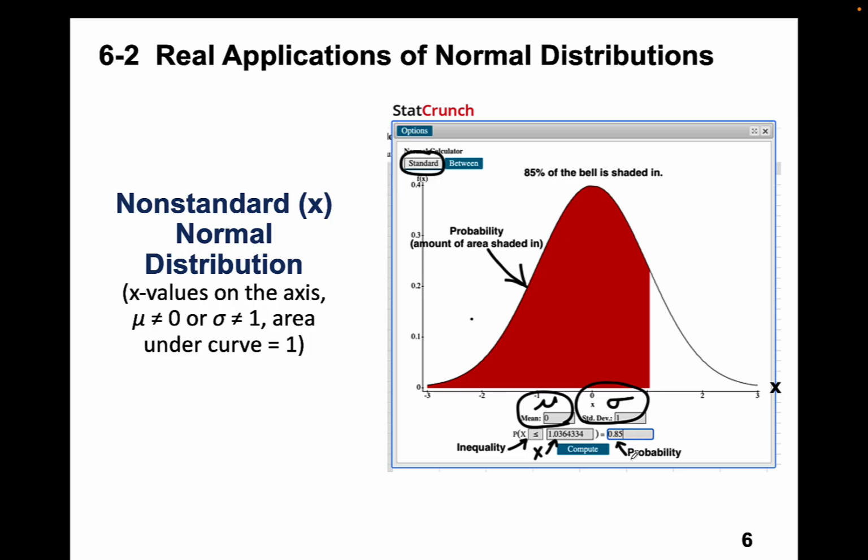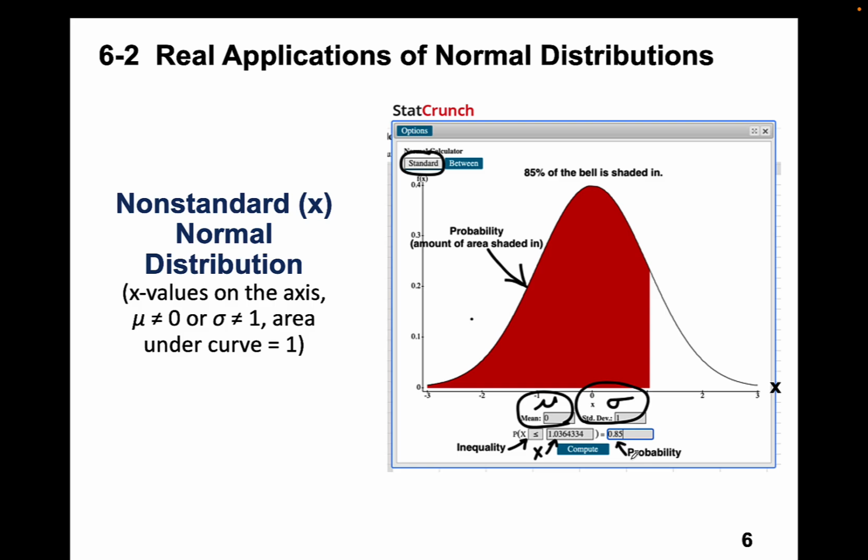6.2 is the same program, the same concept. It's just we're talking about real applications of the normal distribution. What that means, you guys, is we're not talking about the z-scores. We would be talking about actual measurements.